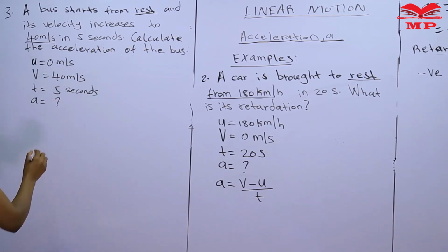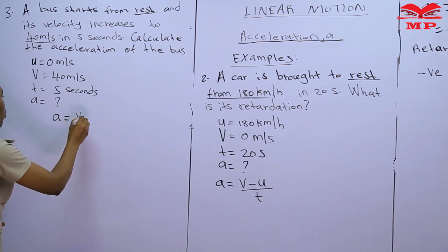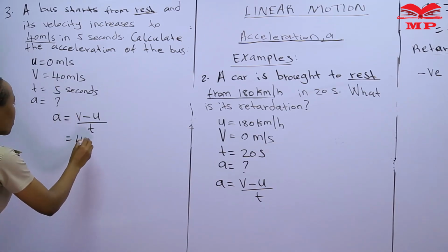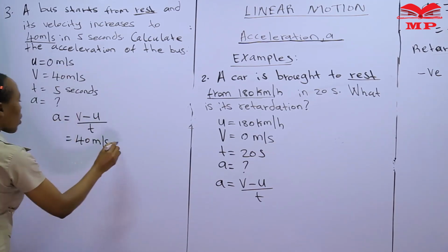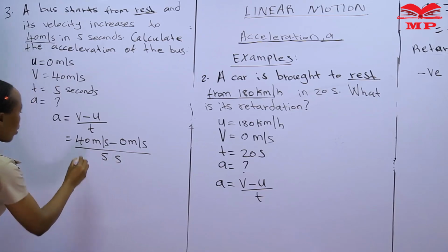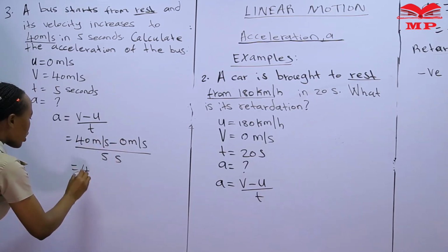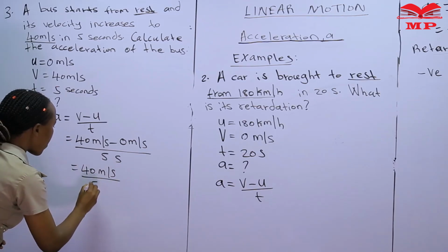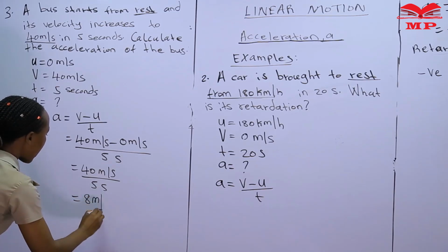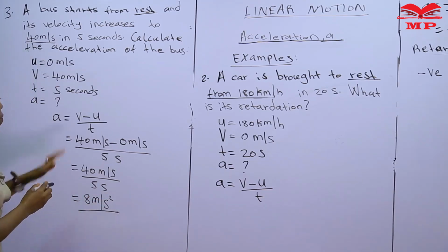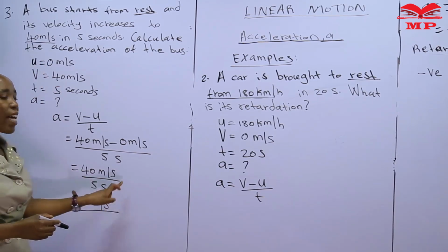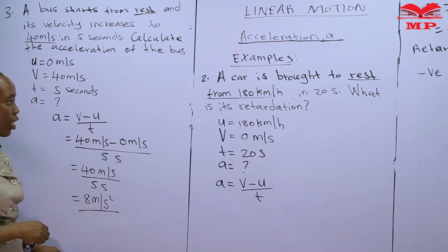And therefore acceleration is the rate of change in velocity. So we have the final velocity as 40 meters per second. We have the initial velocity as 0 meters per second, and the time taken is 5 seconds. So we have 40 minus 0, which is 40 meters per second. We divide by 5 seconds, and we end up getting 40 divided by 5, which is 8 meters per square second. And therefore, the acceleration of the bus is 8 meters per square second.